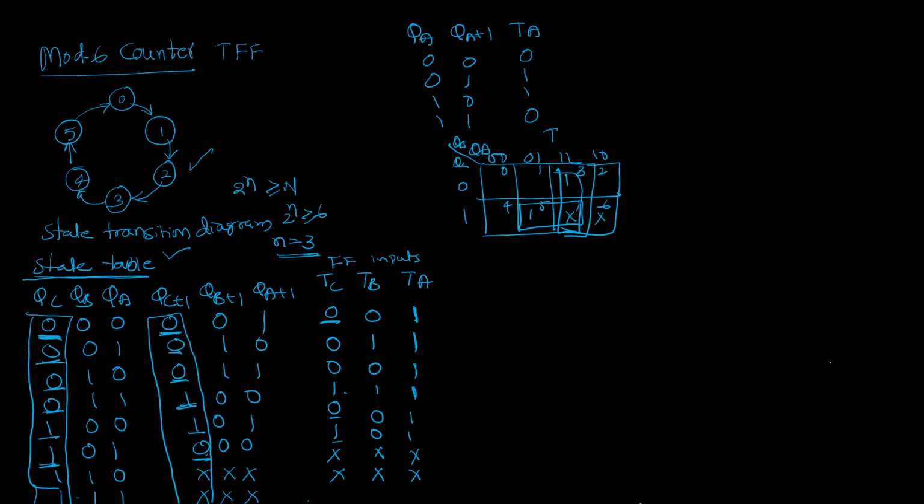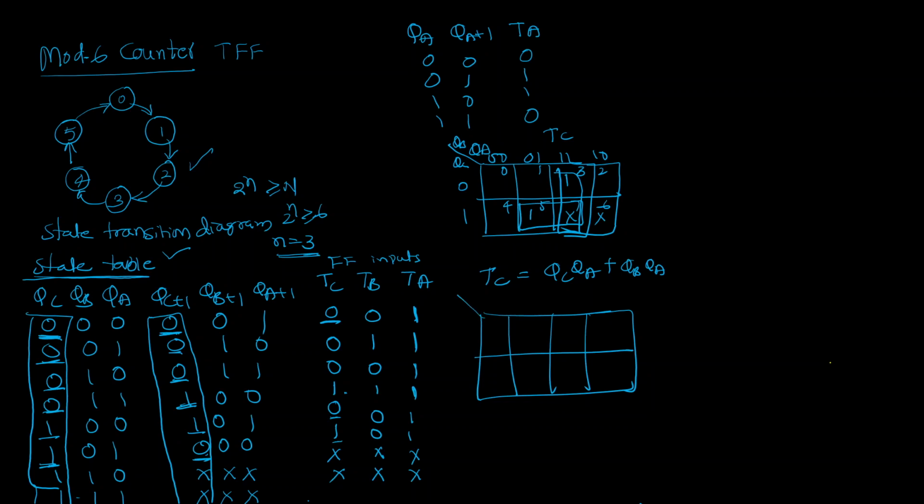This is for TC. I have entered the values of TC. I will get the expression for TC. So the TC turns out to be QC QA plus QB QA. Similarly, I can take the K-map for TB and get the expression for TB. Similarly, I take one more K-map.